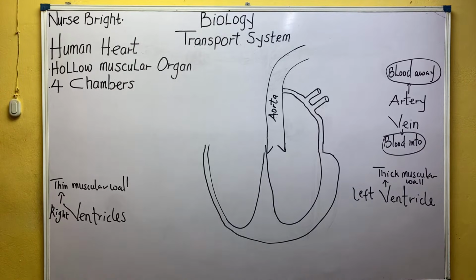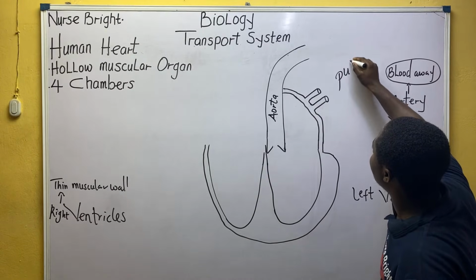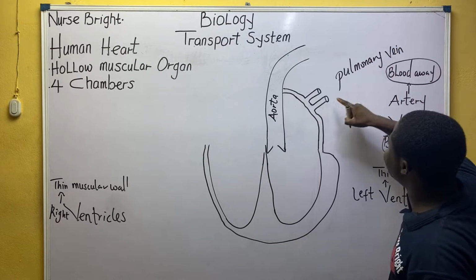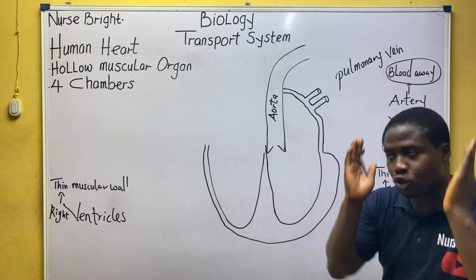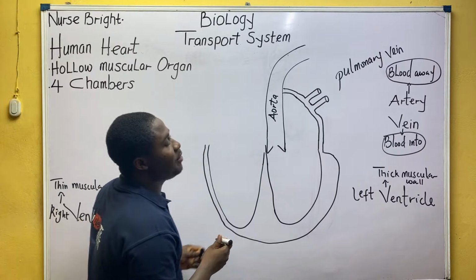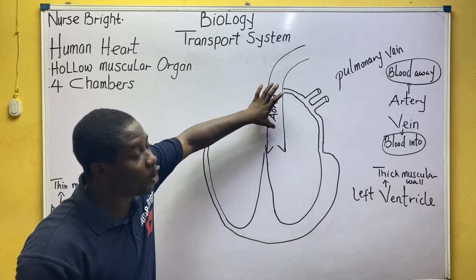Now that structure you are seeing there, everybody listen and listen well. Those things I just called, we call them pulmonary veins. Don't worry, I will explain. Pulmonary veins. There are four, but in the diagram I'm going to show just two. Just relax.